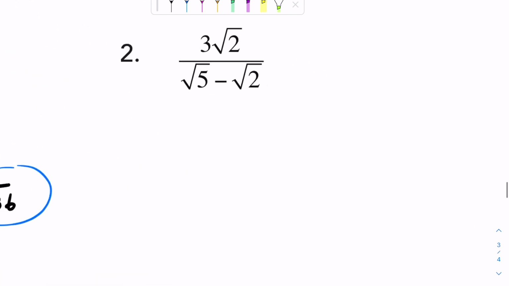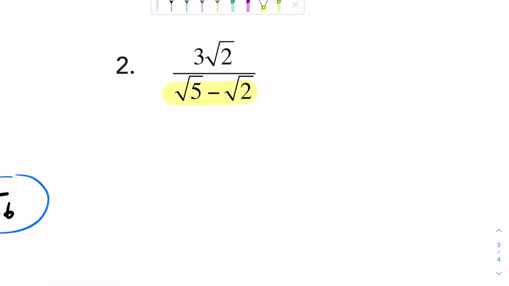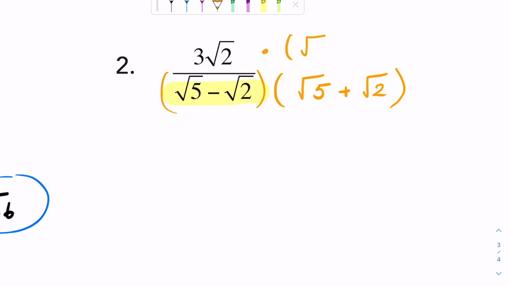Number 2, we have a denominator of the square root of 5 minus the square root of 2. That tells us that we can multiply this by the conjugate. That's going to be the square root of 5 plus the square root of 2. Because we do that to the denominator, we're also doing this to the numerator.